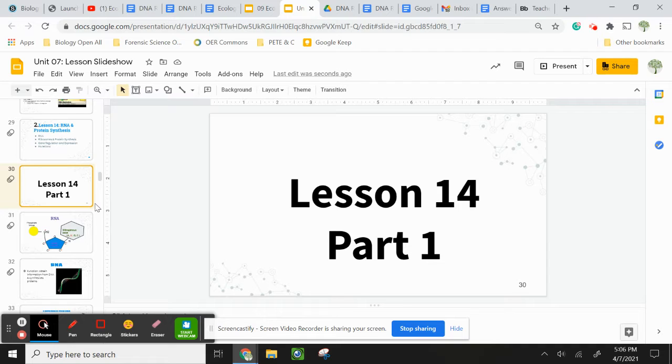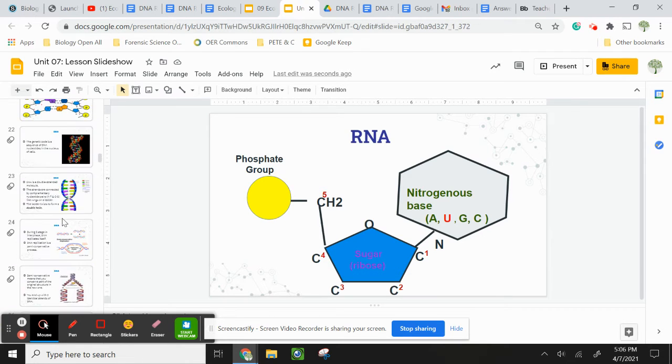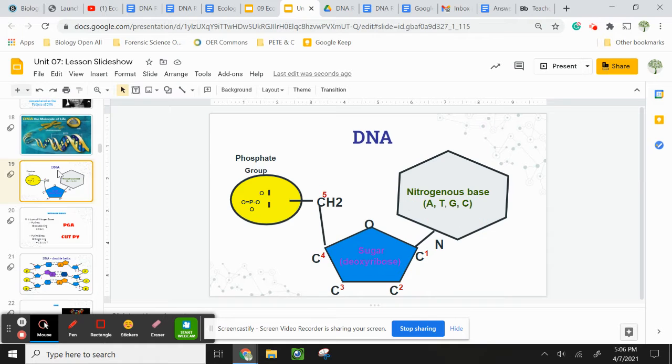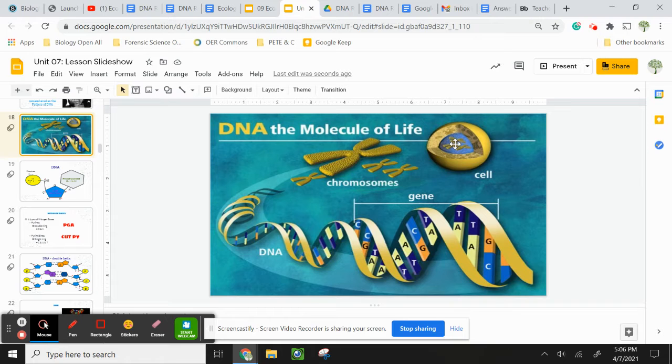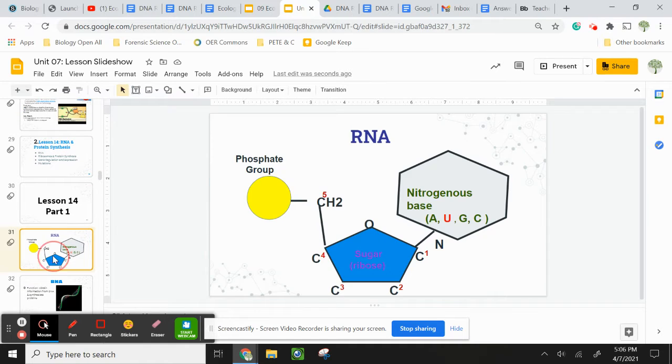Now, I already went over part one with you, where we discussed the differences between RNA and DNA. And just quickly to review, DNA is deoxyribonucleic acid, and it is trapped inside of the nucleus of a cell. RNA is ribonucleic acid, and RNA can leave the nucleus. It also has a ribose sugar instead of deoxyribose. It still has the sugar phosphate backbone. And then RNA's nitrogenous bases are adenine, uracil, guanine, and cytosine.